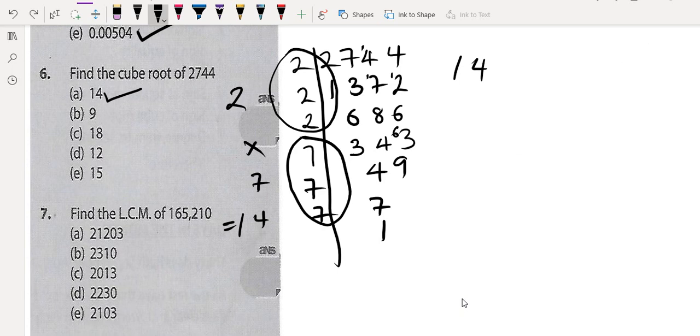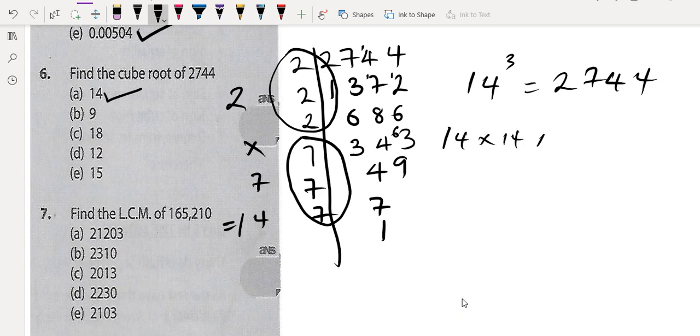If you don't know what it means, why are you solving it? You're just solving blindly. It's not 14 cube times 14 cube, Victory. What are you saying? It means 14 cube is 2,744. What's the meaning of 14 cube? 14 times 14 times 14. So it means if you multiply 14 three times, it will give you 2,744. That is what it means.